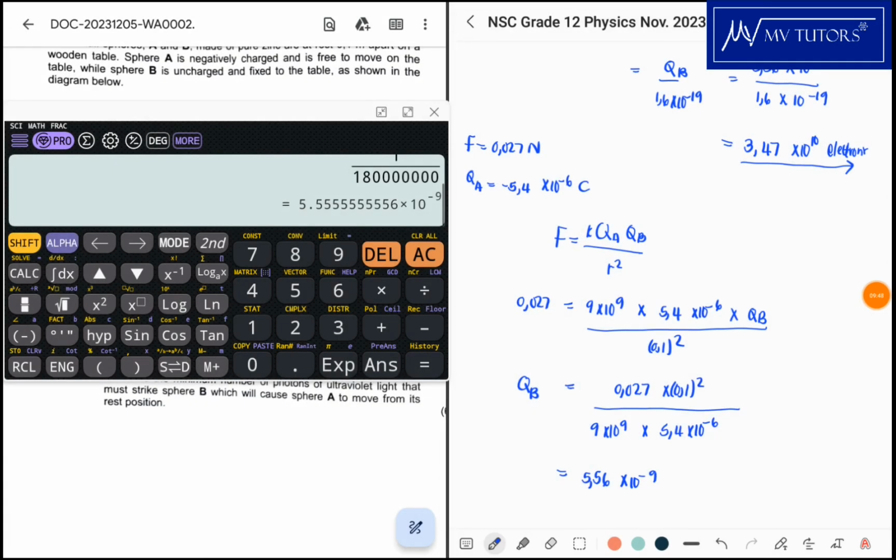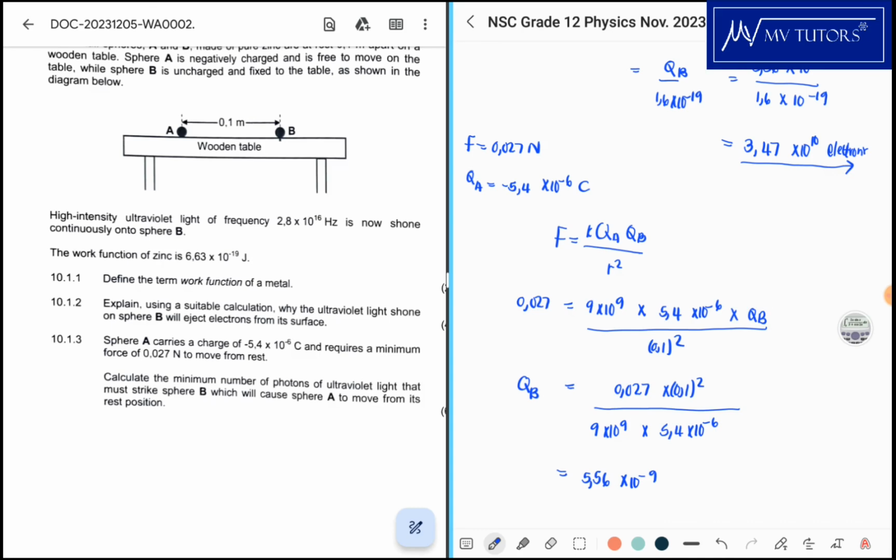Okay, so I checked and I also changed this to scientific notation. So we were right, it's 5,56 times 10 to the negative 9. And if we take that answer, we divide it by 1,6 times 10 to the power negative 19, we get 3,47 times 10 to the power 10 electrons. That exponent should be positive, right? Because electrons should be many. You shouldn't be getting any negative exponent.